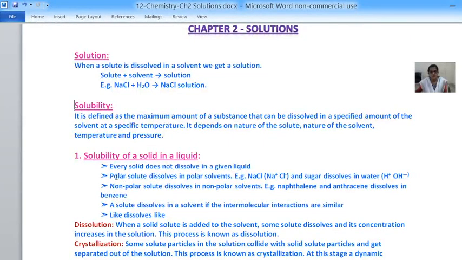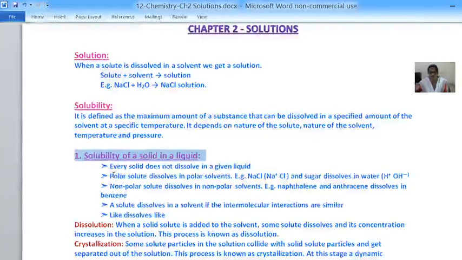Next, we move on to the solubility of a solid in a liquid. Every solid does not dissolve in a given liquid. Polar solutes dissolve in polar solvents. For example, NaCl dissolves in water. NaCl is an ionic compound, so it exists as Na+ and Cl-. It will dissolve in water, which again is another polar solvent, that is water, H2O.